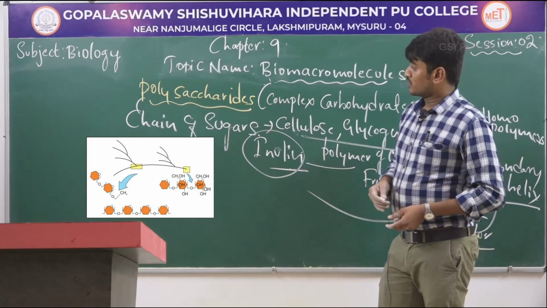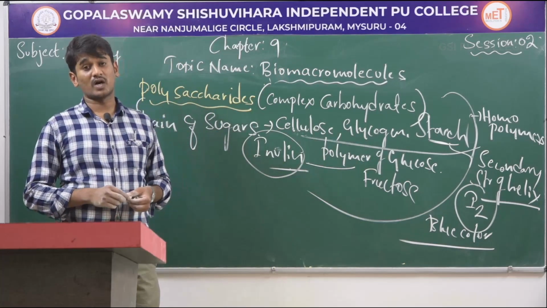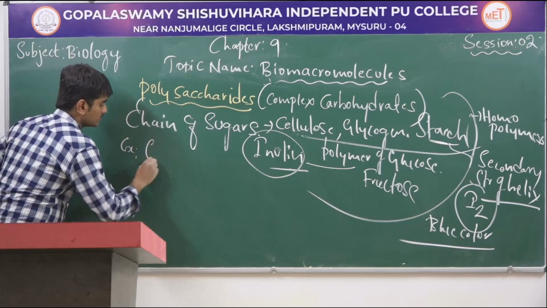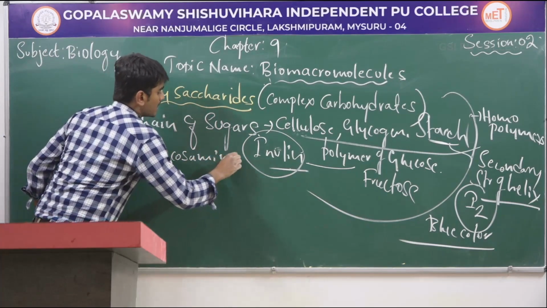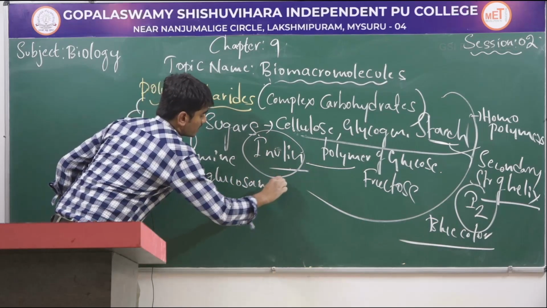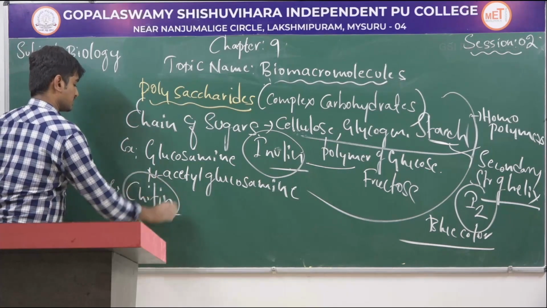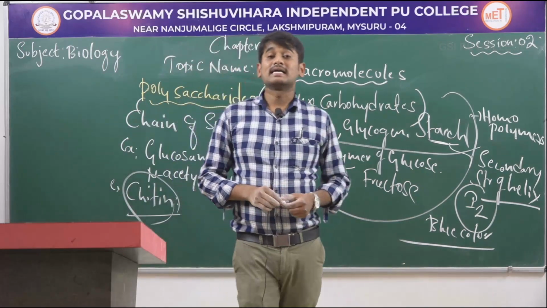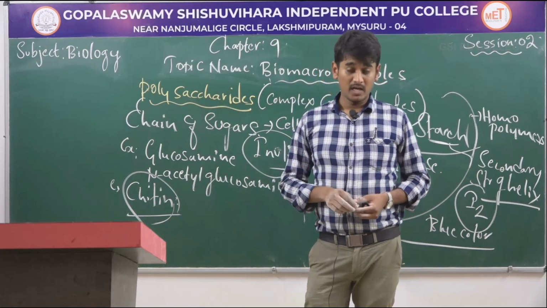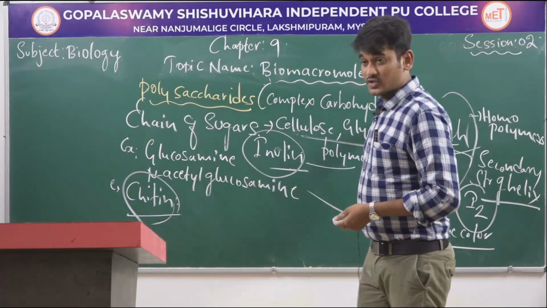Dear students, there are some complex polysaccharides present in nature, whose building blocks are amino sugars and chemically modified sugars. Example, glucosamine and N-acetyl glucosamine. An example for N-acetyl glucosamine is chitin. We know about chitin. Chitin is the homopolymer of N-acetyl glucosamine. Chitin is present in the exoskeleton of arthropods, and the cell wall of fungi is also made up of chitin. This is all about polysaccharides.